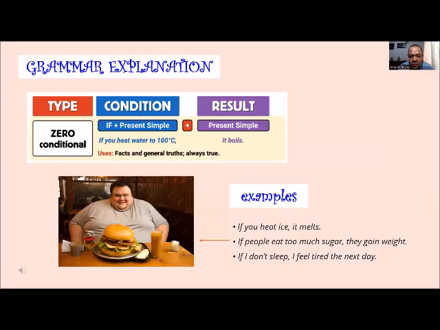For example, if you heat water to 100 degrees centigrade, it boils. This is the most basic conditional and it is often used in instructions, manuals, and when describing laws of nature. Let's check other examples. If you heat ice, it melts. If people eat too much sugar, they gain weight. If I don't sleep, I feel tired the next day.